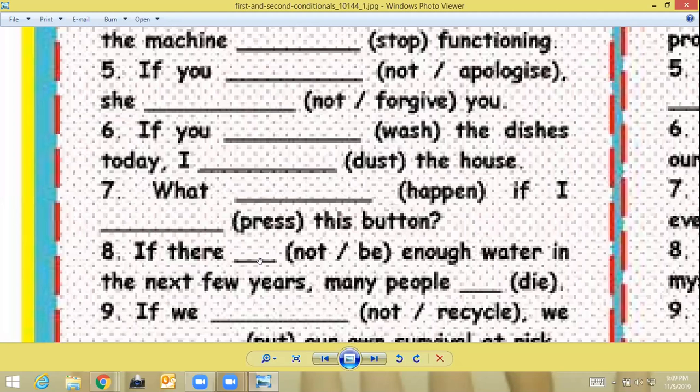What about number 7? What will happen if I press this button? Good. What will happen if I press this button? Good, Raul. What about number 8? Another volunteer.